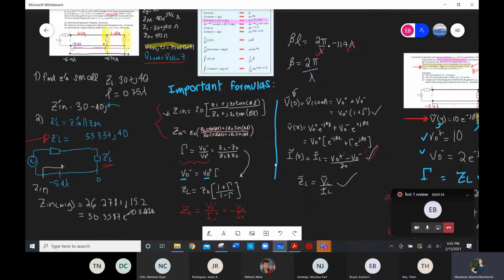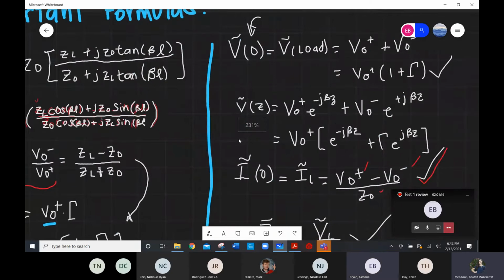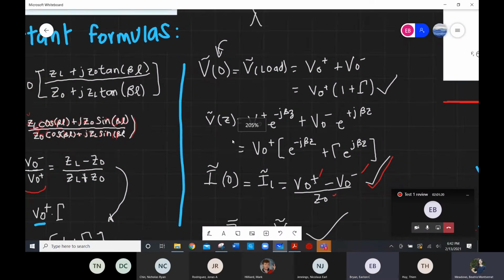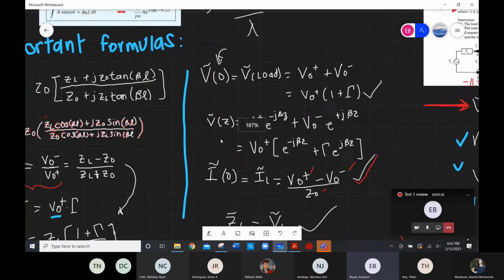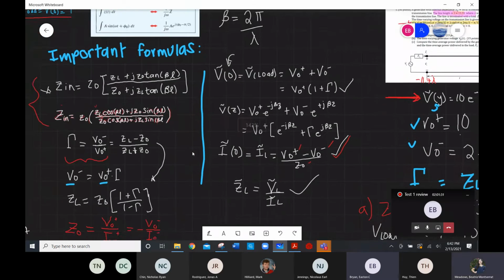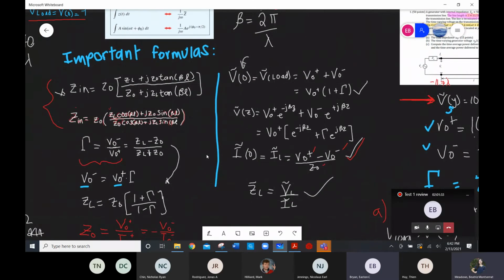I think I derived it here. Here it is. He's going to give you the characteristic impedance every time. And if he doesn't give you the load impedance, it'll probably be one of the first things he asks you to solve for. Characteristic impedance, load impedance, and reflection coefficient are pretty much the three things you're always going to be working with and trying to figure out how to use to get other stuff.